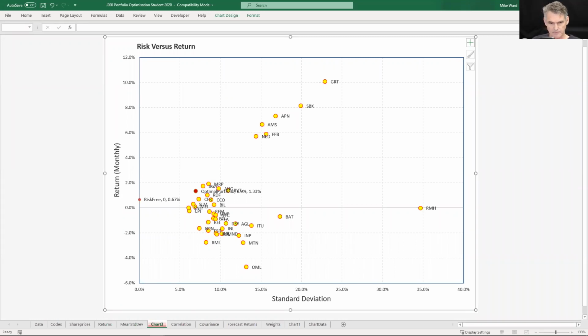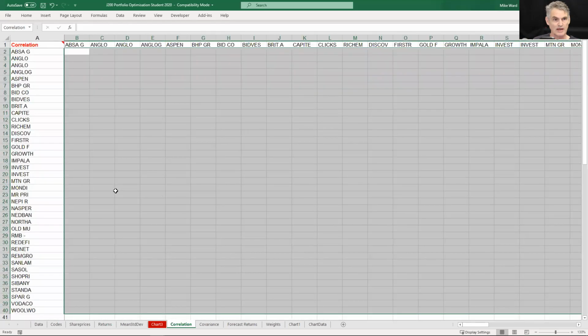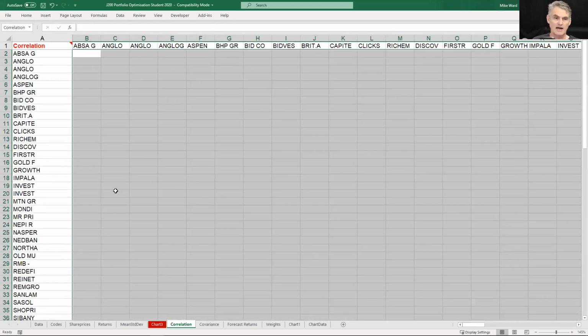Now, if we want to optimize this, we need to get the correlations. We don't really need correlations, but it's something that we're familiar with here, and I thought I would show you how to do it. So first of all, I have set up the correlation matrix here. And what we've got to do is fill this with the correlations.